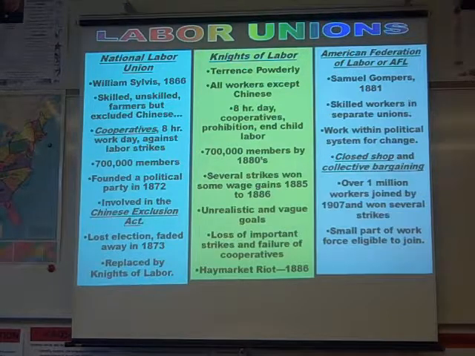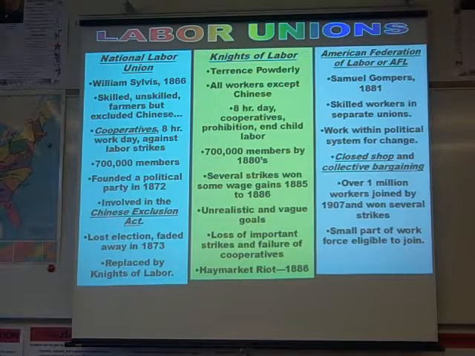But the problem with the Knights of Labor is by the 1880s, they again had huge numbers, and their numbers were so large, they were so spread out across the United States that it was too hard for them to actually control those workers and to ensure that there was a greater organization amongst the individuals. And ultimately, it is the Haymarket Riot that will cause their downfall. We'll talk about that here momentarily.